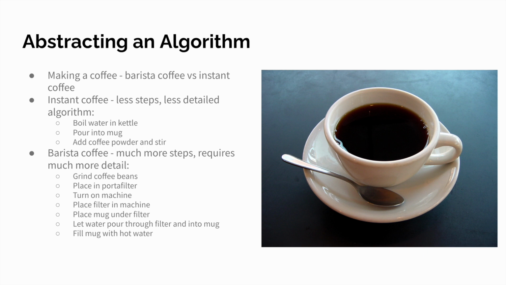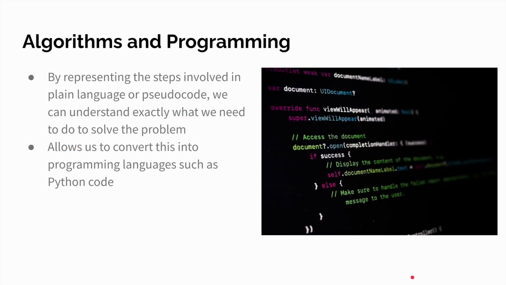But with the barista coffee, there's more to it. There's more steps involved, and there's much more detail, and it's a less abstract algorithm. So you can see we've got all these steps, and these aren't even all the steps. Grinding the coffee beans, placing them in the portafilter, had to Google that word, turning on the machine, placing the filter in the machine, placing the mug under the filter, letting the water pour through the filter and into the mug, filling the mug with hot water. So there's many more steps involved in this coffee making algorithm. So this instant coffee algorithm is more abstract.